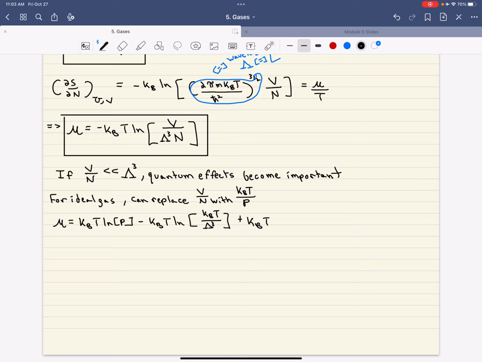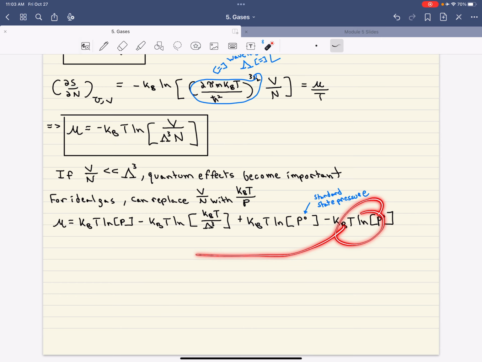So kBT, essentially we're going to add the natural log of 1. And we know by definition that's equal to 0. Right? But for the natural log of 1, what we're going to add is the ratio of P naught over P naught. And then taking advantage of our log rules, I'm just writing it like this. And the P naught we're dealing with is known as a standard state pressure. It's essentially a sort of reference pressure for our system. Okay? And so what I'll do is I'll combine this P naught here and this P naught here.